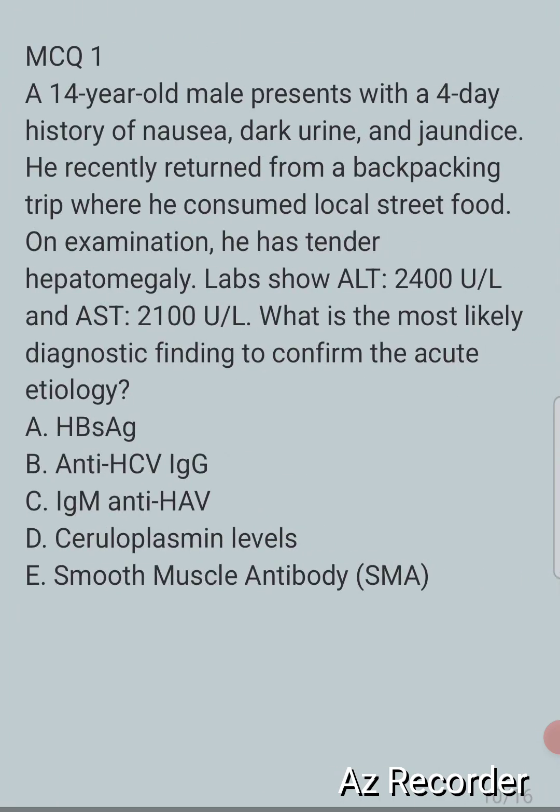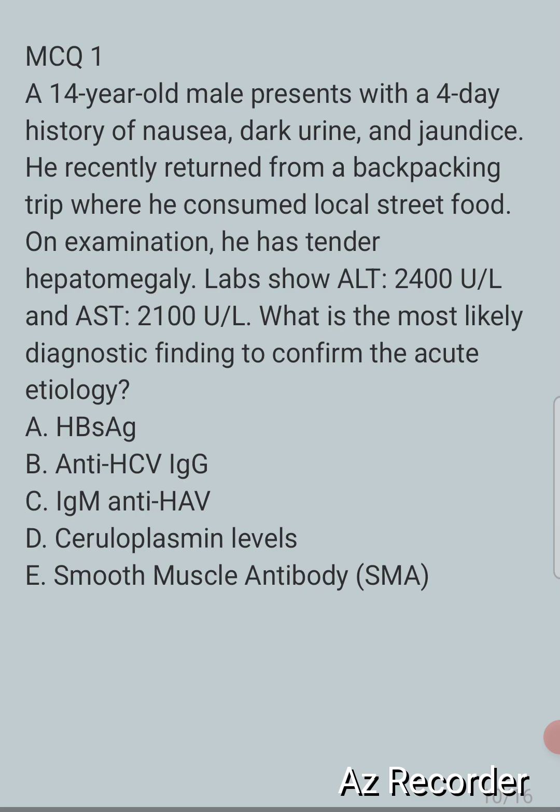Now a few MCQs. A 14-year-old male presents with a 4-day history of nausea, dark-colored urine, and jaundice. He recently returned from a backpacking trip where he consumed local street food. On examination, he has tender hepatomegaly. Labs show ALT 2400, AST 2100. What is the most likely diagnostic finding to confirm the acute etiology?